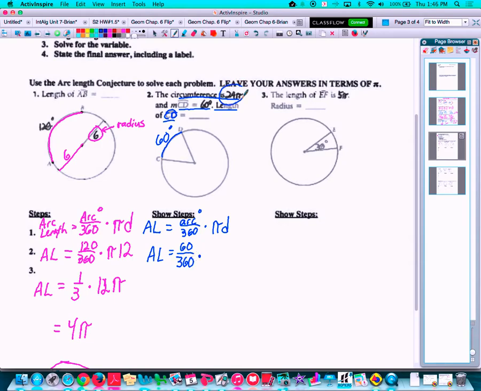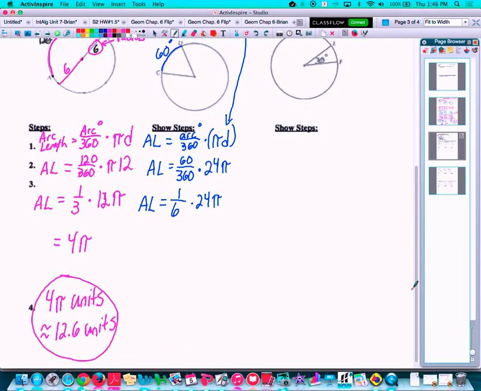Now, we're told the circumference is 24 pi. Remember, this calculation right here, pi d is the circumference. So if you're told that the circumference is 24 pi, that's what we're going to put into this spot, 24 pi. All right, good. So now let's just simplify. Arc length is equal to 1/6, 60 out of 360 is 1/6 times 24 pi. 1/6 of 24 pi, 1/6 times 24 is 4 pi.